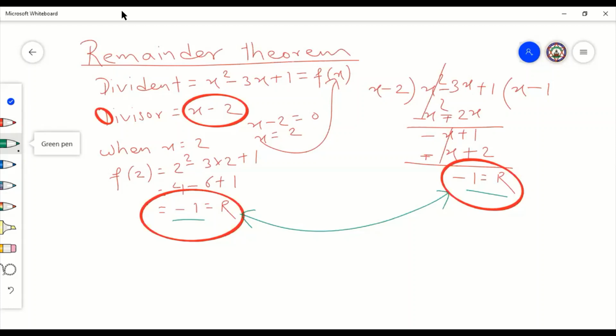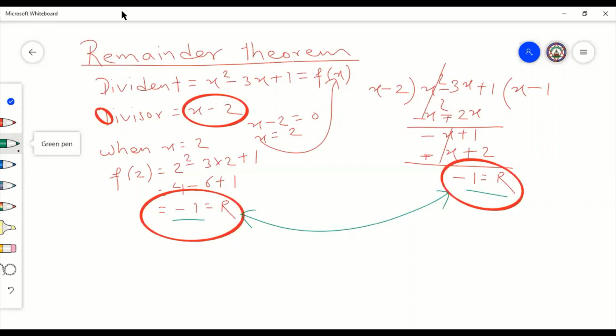So now in this part here, if you put the value of x as minus 2 over here, you get the same remainder as minus 1, same as in the vertical method, isn't it? So the remainder theorem tells the same thing over here.